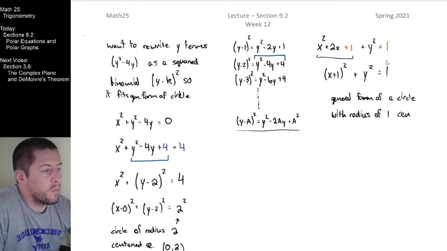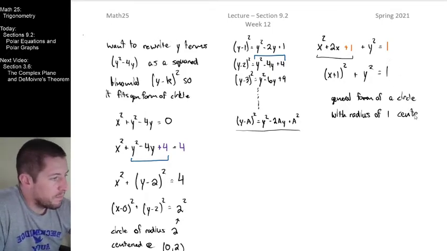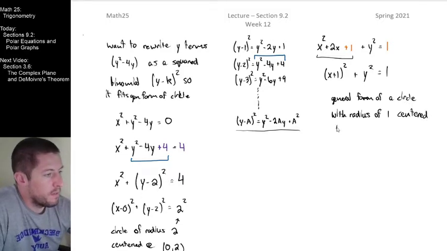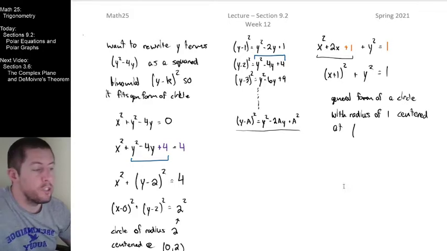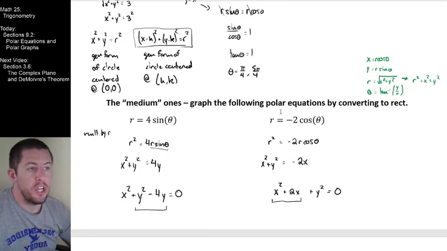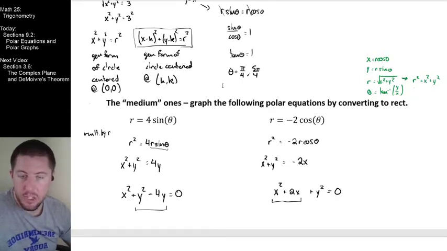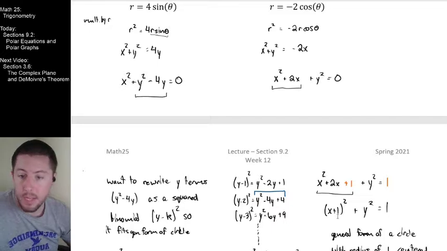The 1 is because the square root of 1 is 1. Centered at. Now, where's this thing centered? Be careful with this one. It's super easy to make a small mistake. Our general form says that x minus h squared says the x value of the center is at h. I have x plus 1.